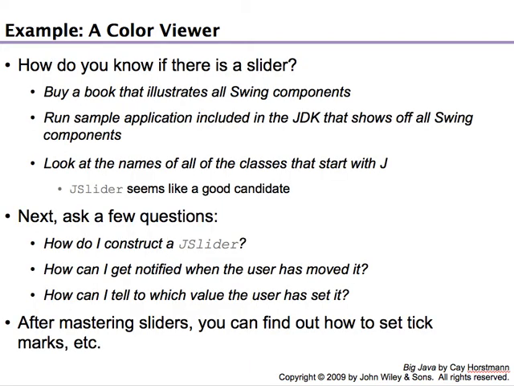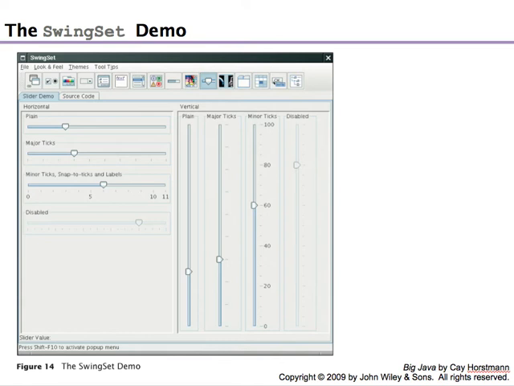How do you know if there is a slider? The best thing is to look in the Swing components or read on the graphics, and you will find that there is a class called JSlider. Then you ask yourself: how do I construct a JSlider? How do I get notified when the user moves it? How do I tell which value? And this is all in the documentation.